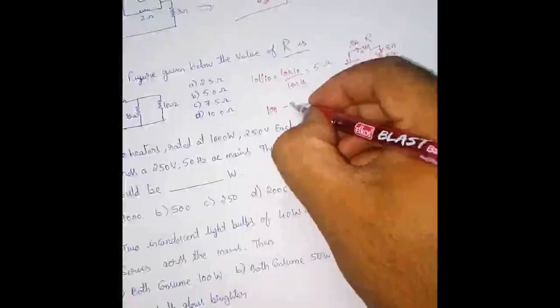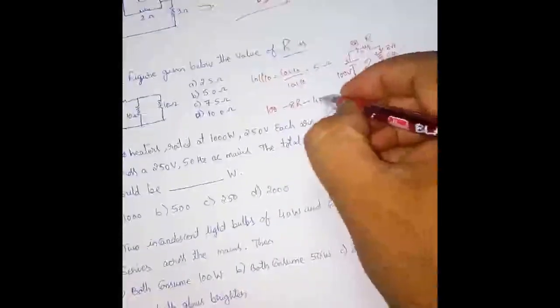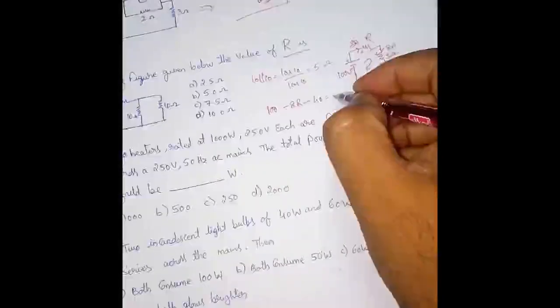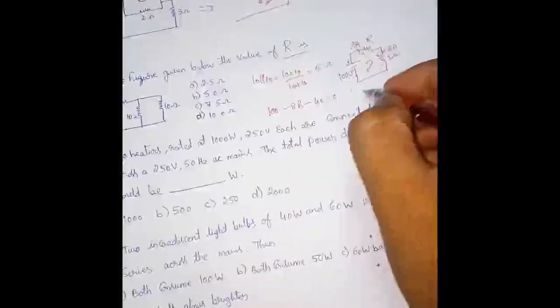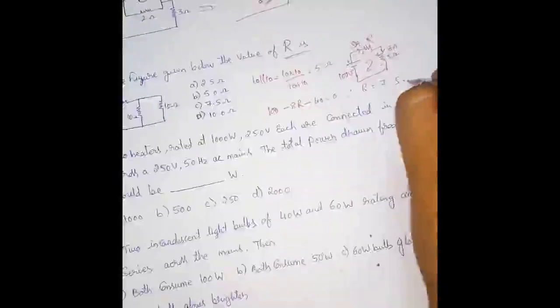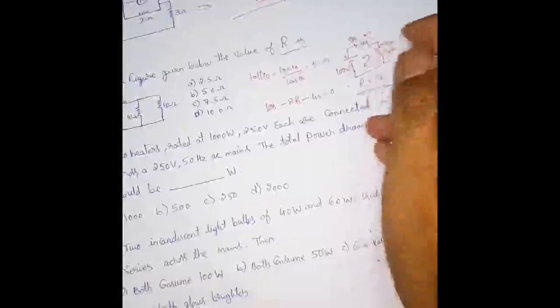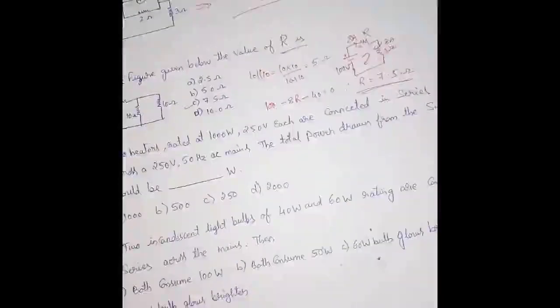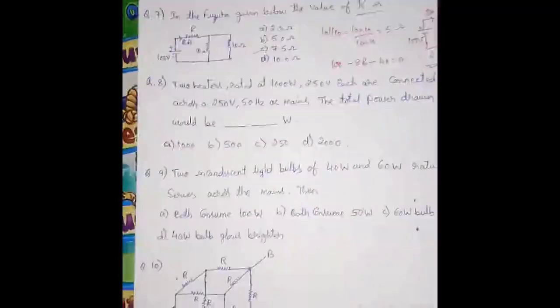8 into R minus 8 into 5, that is 40, is equal to 0. 8 amps, 5 ohms, so the voltage across this will be 40. Therefore after simplifying this, we get R is equal to 7.5 ohms. Option C will be the right answer for this question.